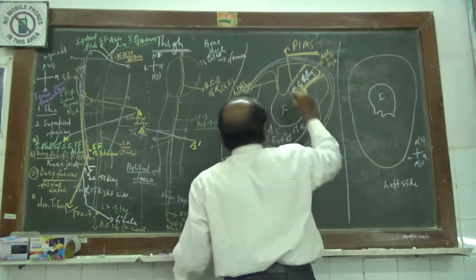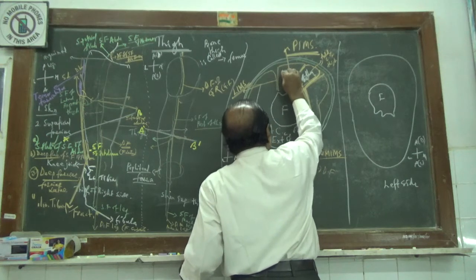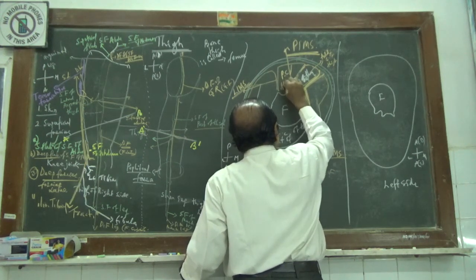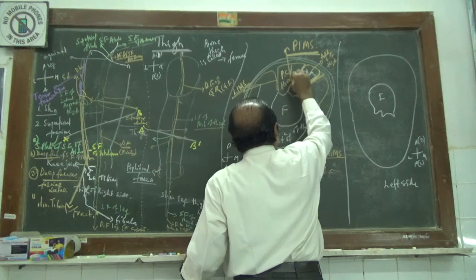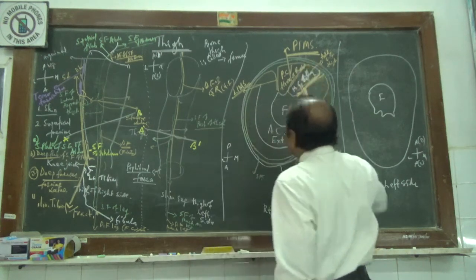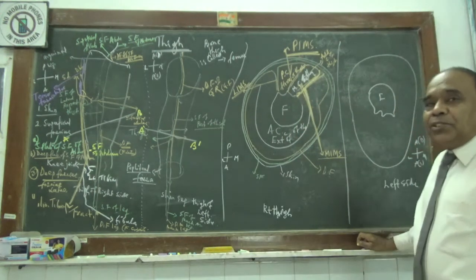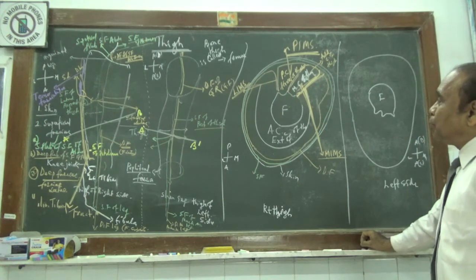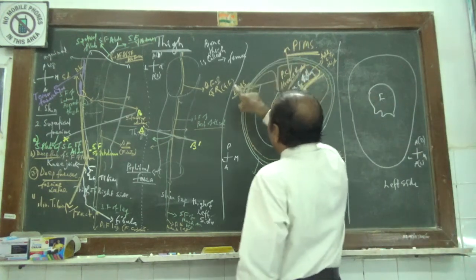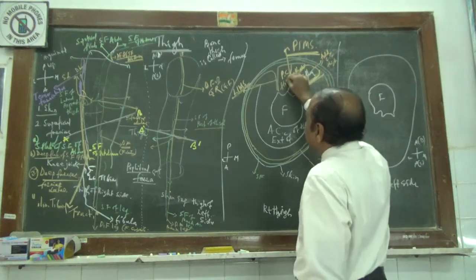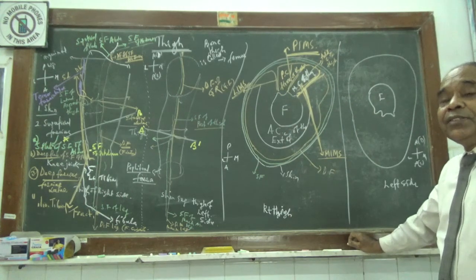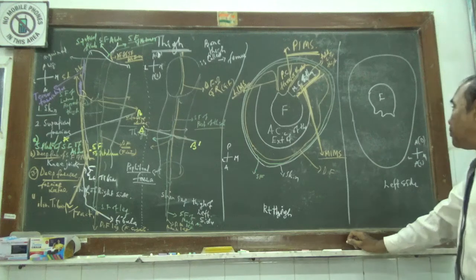Then there will be one more compartment. This compartment is called the posterior compartment or the flexor compartment. The posterior compartment of the thigh is the one present in between the posterior intermuscular septum and the lateral intermuscular septum. This is also called the flexor compartment of the thigh.